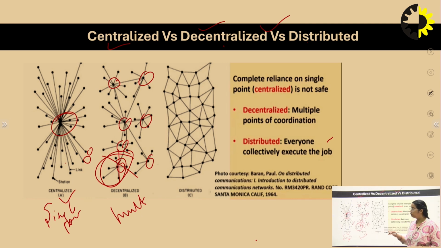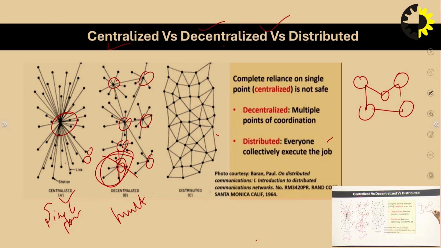Here it is not a single point, and not the property that the decentralized system follows, which is multiple points of failure. In distributed, there is no such case; individually all nodes are connected with each other. Suppose I am taking an example where we have 5 nodes in a network. How can we say this is distributed? All nodes are connected with each other, all nodes have the property to connect with each other. So you can say this is a decentralized, distributed network.